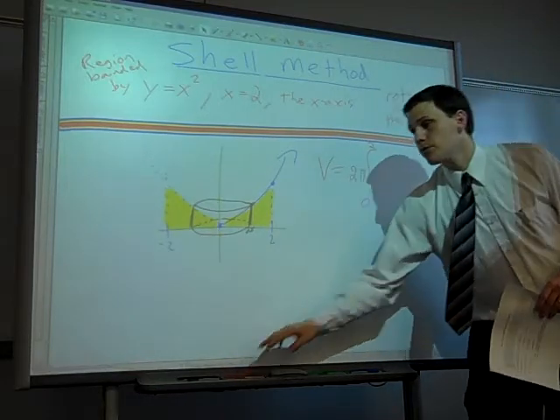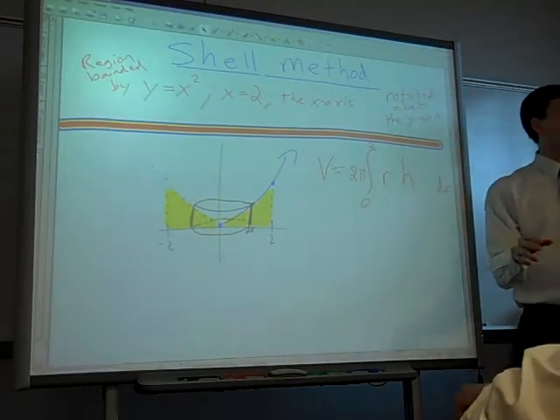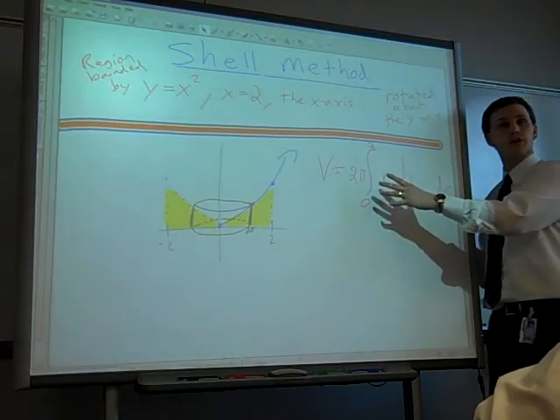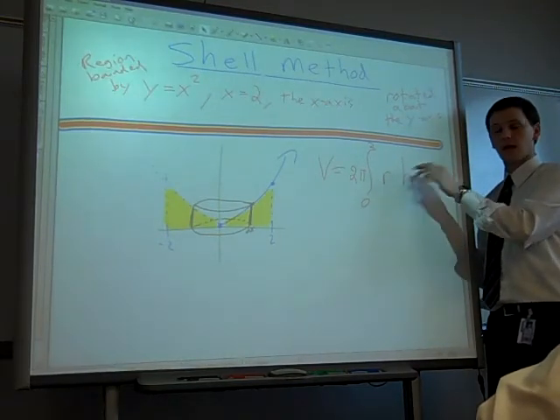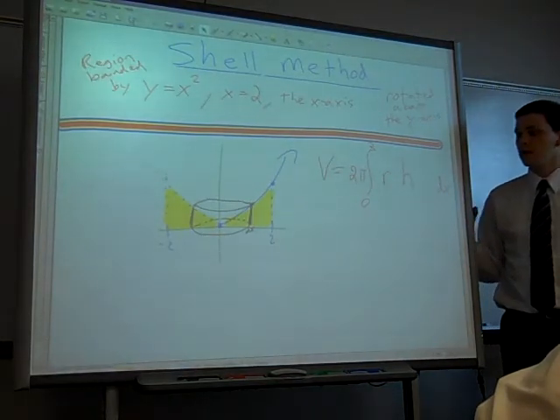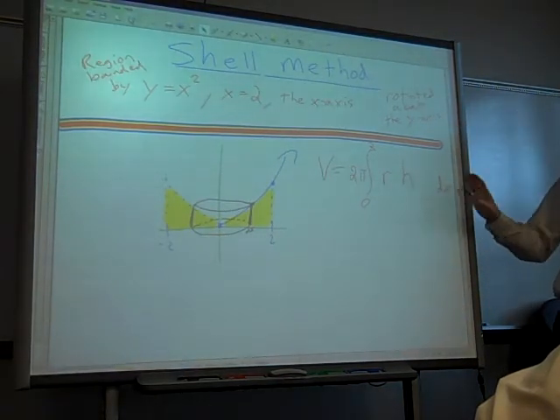So this right here is the shell method. I've slowly tried to build it up and get you to understand the picture. But this is the shell method that we're going to do. And now we can figure out what all the values are. Okay? So, any questions here?